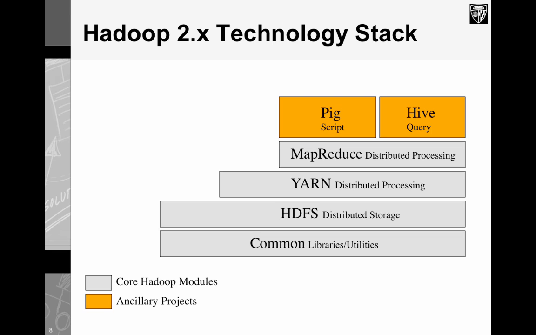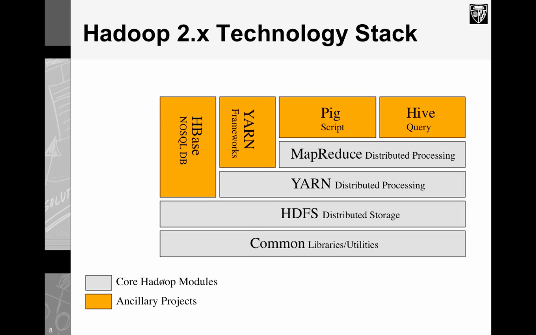But then Yarn has several other frameworks like Tez, Spark, and there are so many other frameworks that are coming about that can run on top of Yarn if you want to do other kinds of processing using your cluster of machines. On top of HDFS, there is also something called HBase, which is a NoSQL database that is also available for you.